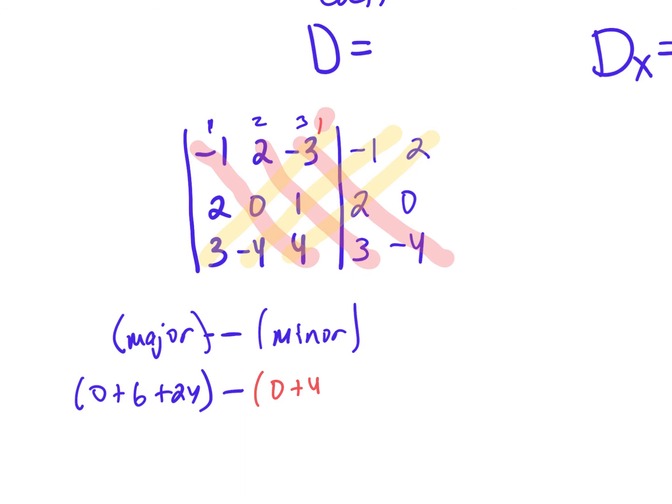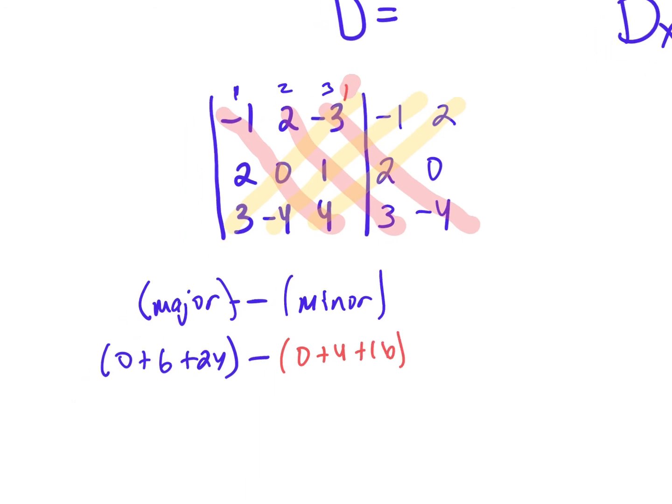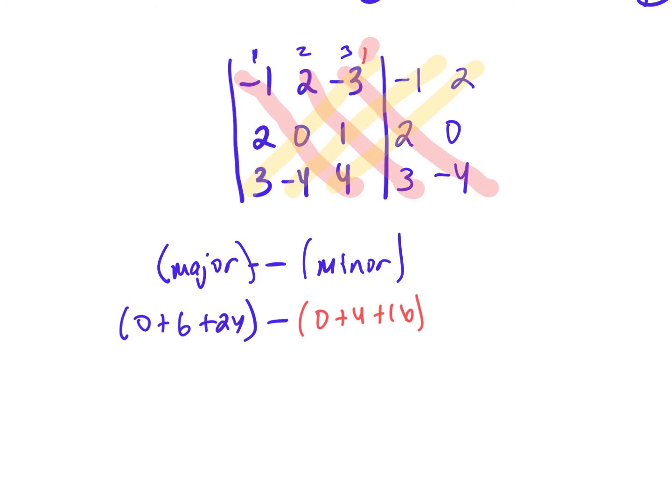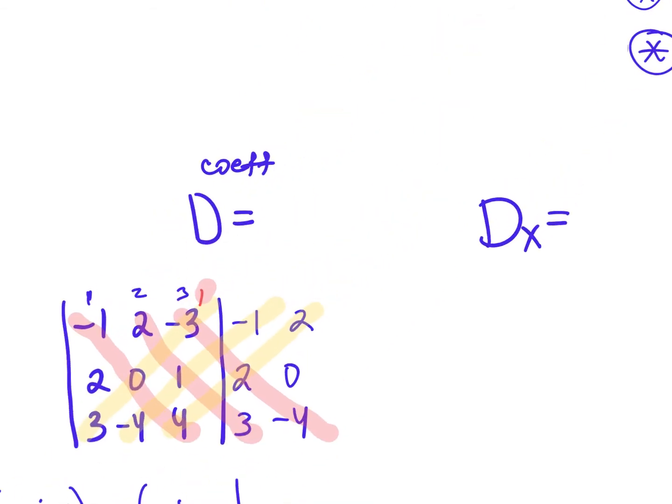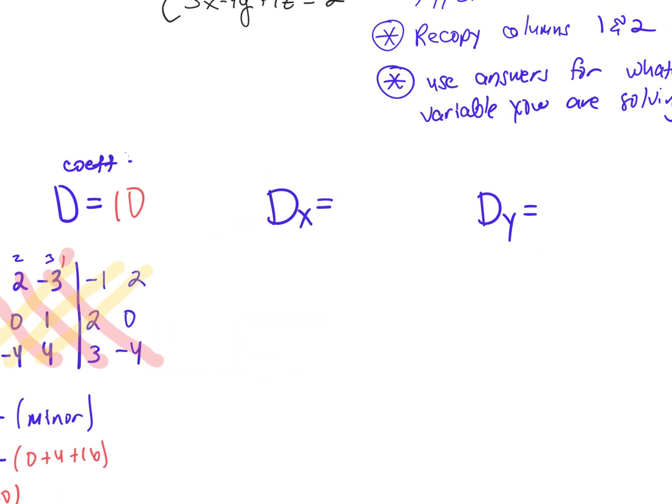Now we just simplify. What is 6 plus 24? 30, minus, what's 4 plus 16? 20. Guys, what's 30 minus 20? 10. So your determinant is 10, meaning once we find D sub x, D sub y, D sub z, we're going to divide everything by what? 10.